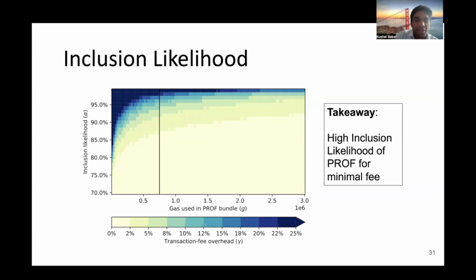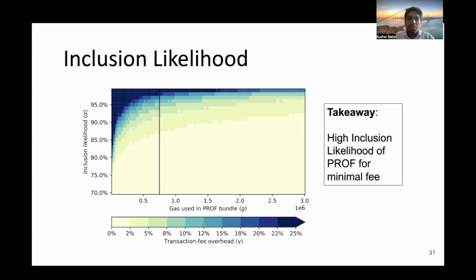And roughly, for example, if the PROF bundle is about, say, 750K gas, then you only need about 10% of the base fee, which is currently less than 1 GWei. You only need about that much in fees from PROF transactions to guarantee more than 95% inclusion likelihood. This is again computed on the same data between March and April. And this relationship is similar for all the major relays.